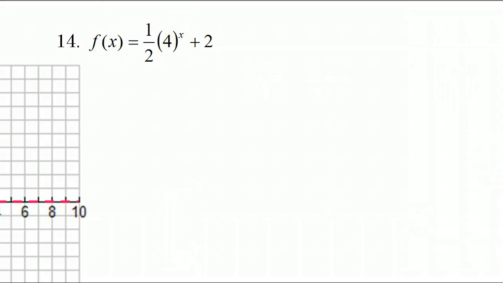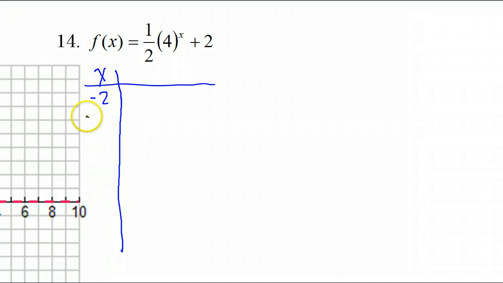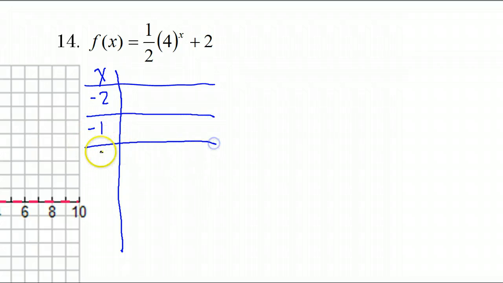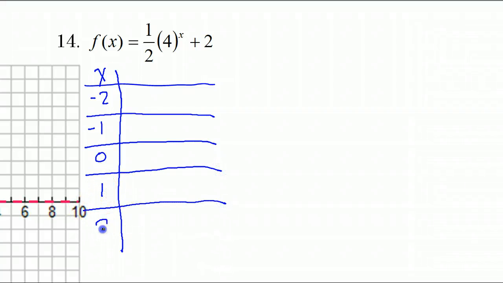Alright, let's go ahead and make our triple table first. So, okay, here we go. I'm just leaving room for 3. And so here we go. So this will be my x column. So here we go: -2, -1, 0, 1, and 2.